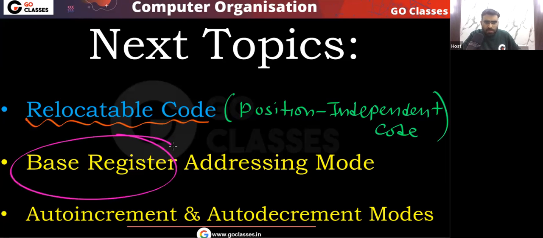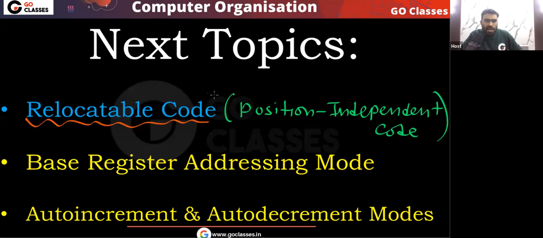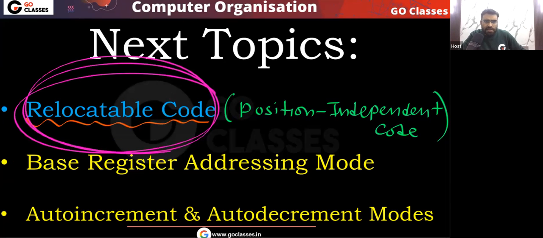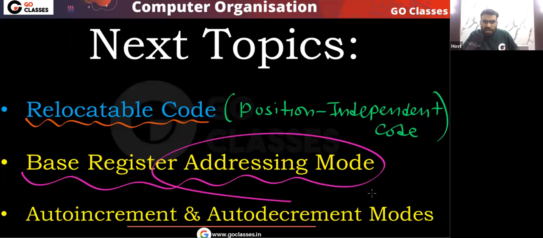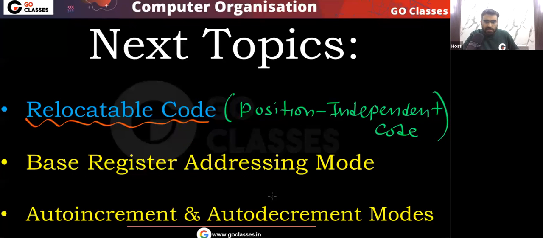There is a concept of base register. We will see how we can write relocatable code, position independent code, with the help of a base register. This base register concept we will study. Then we will see what is the base register addressing mode. Then two more addressing modes we will see: auto increment and auto decrement addressing modes. Okay, so let's start the discussion now.